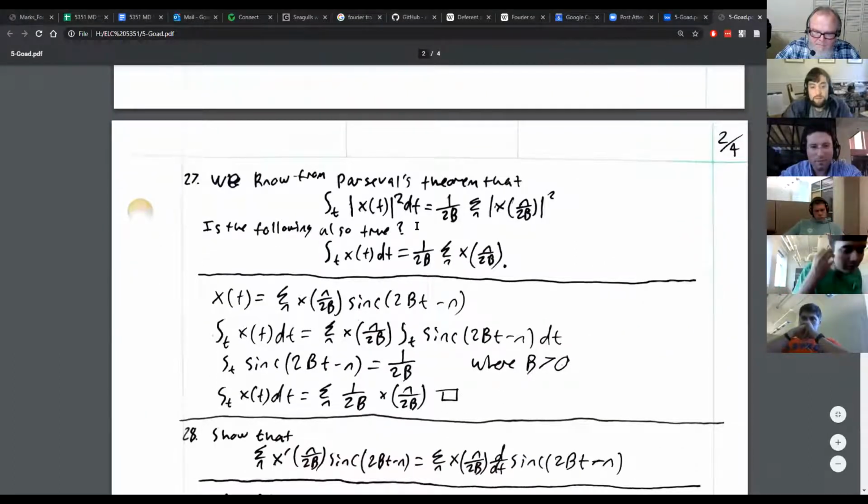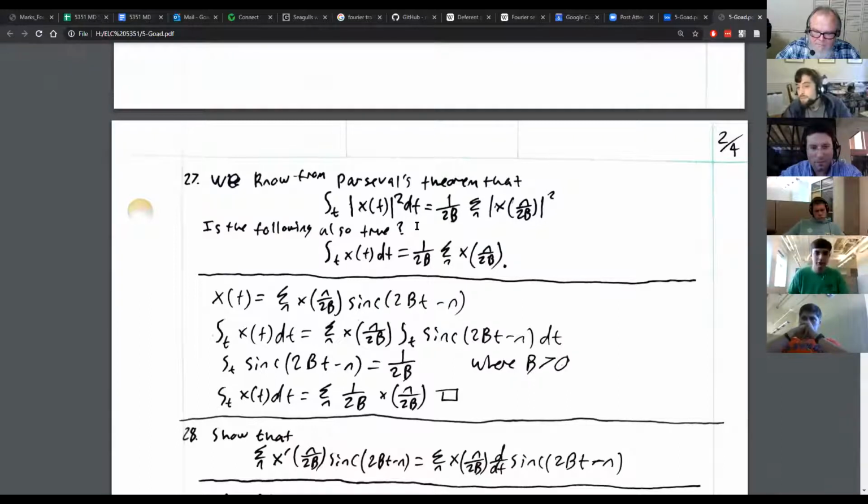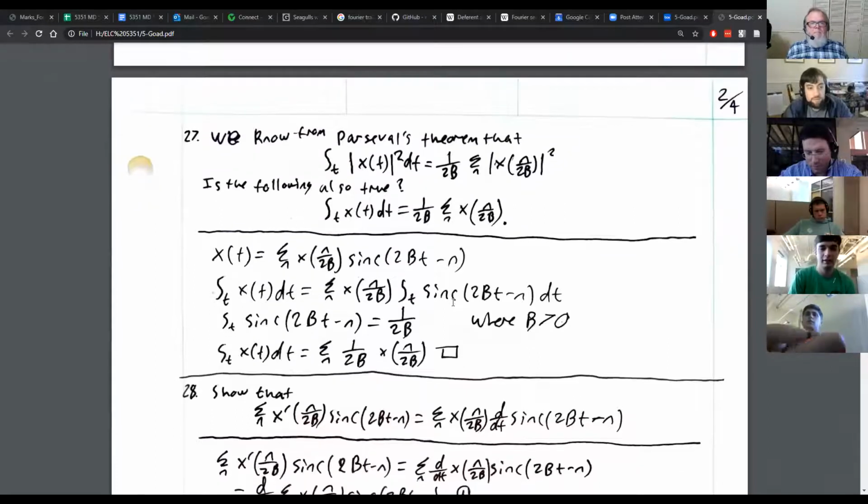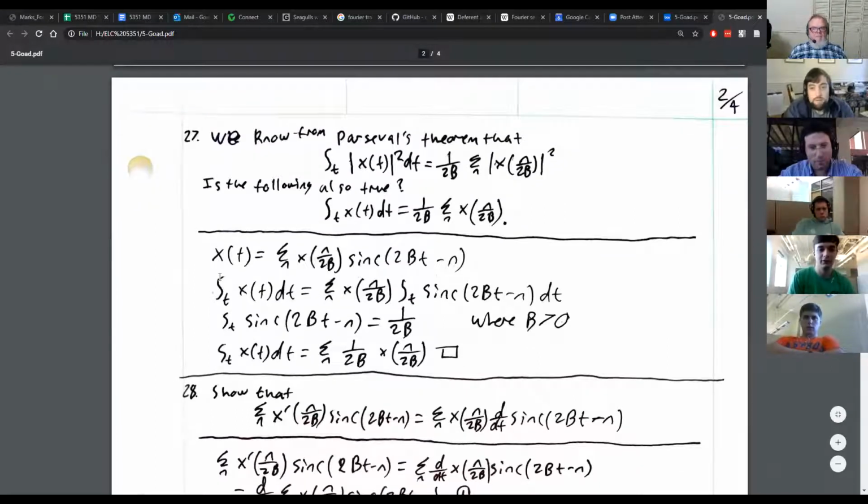All right, there we go. 27. Let's see, guys, I'm in. Right. So if you start off just with the cardinal series for x of t here, and then you integrate both sides, you have the integral of x of t over here, matching the left side we're trying to find. Then you take the integral and put it inside the summation onto the sinc. Then you just take the integral of the sinc, it becomes 1 over 2b.